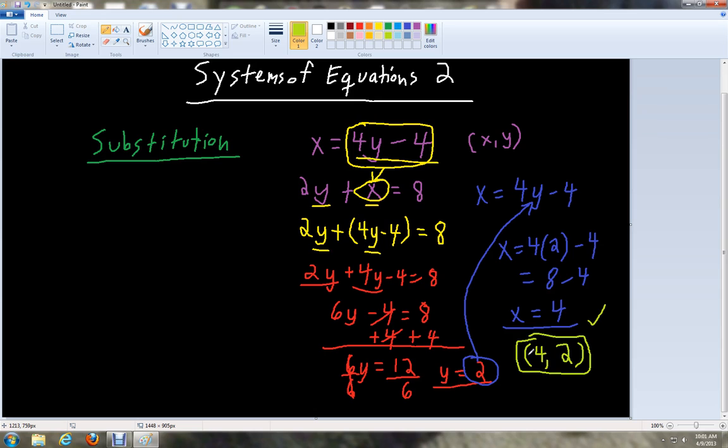So that would be our answer to this system of equations. 2 variables, 2 unknowns, 4, 2.